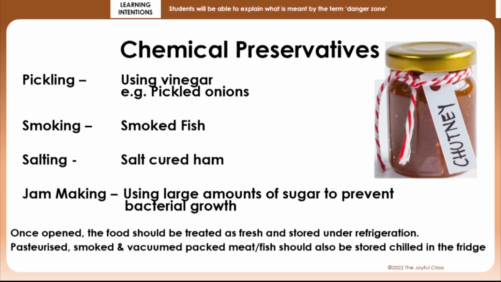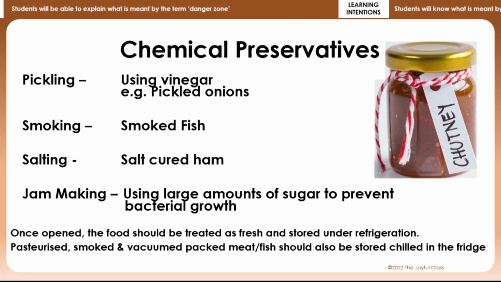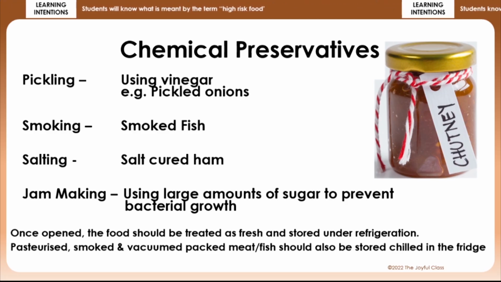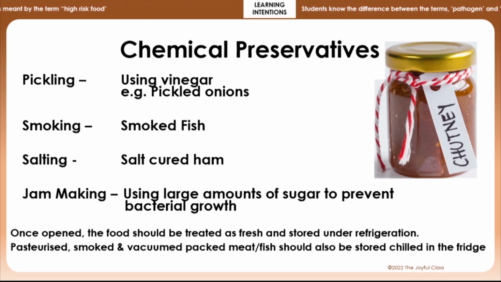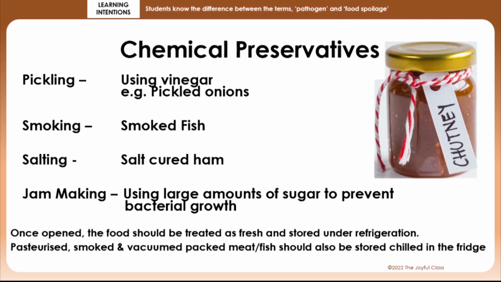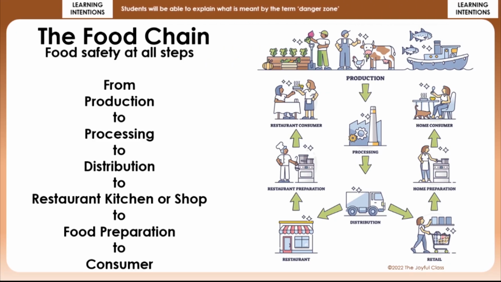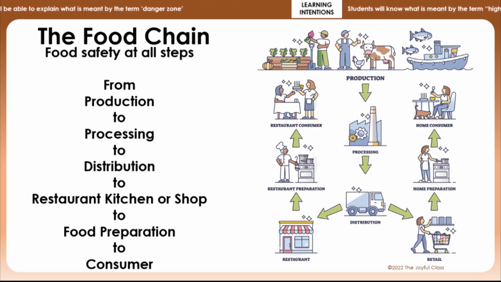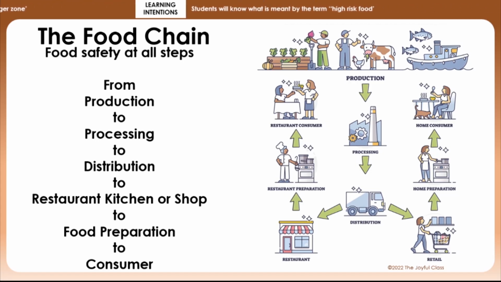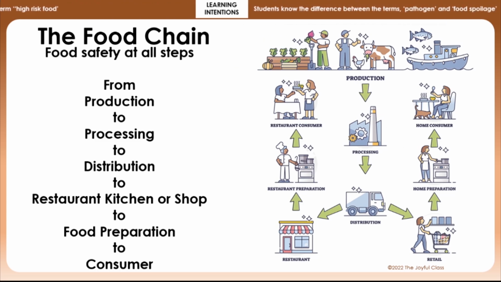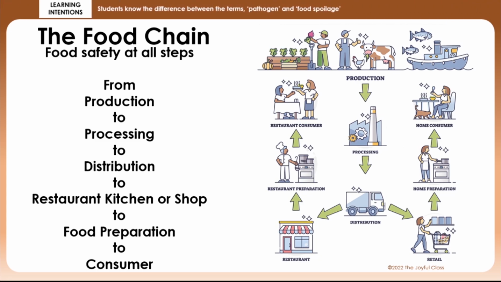So once opened, the food should be treated as fresh and stored under refrigeration in the fridge. Pasteurised, smoked and vacuum packed meat and fish should also be stored chilled in the fridge. And there should be food safety at all steps, from production to processing to distribution to the restaurant kitchen or shop, and to food preparation and to the customer. Food safety should be at all steps.